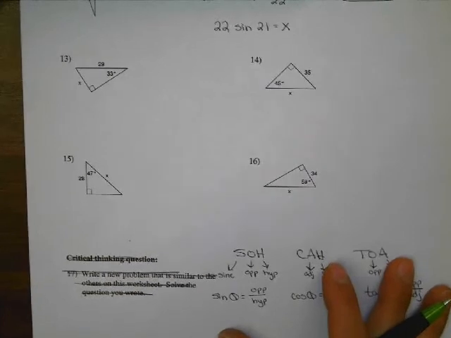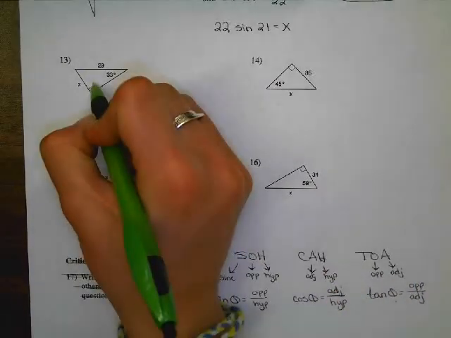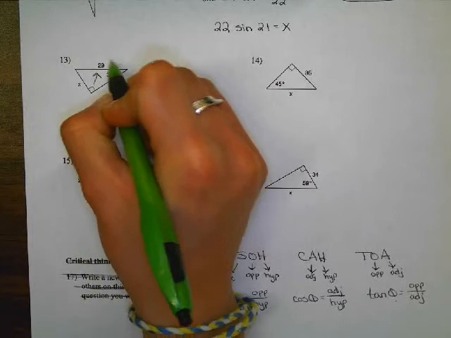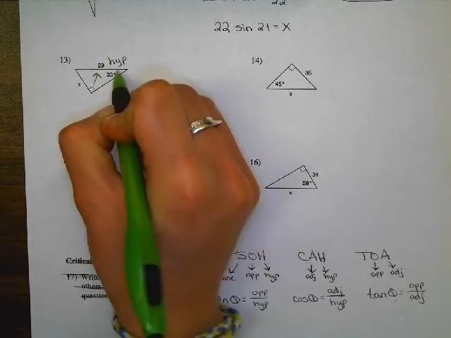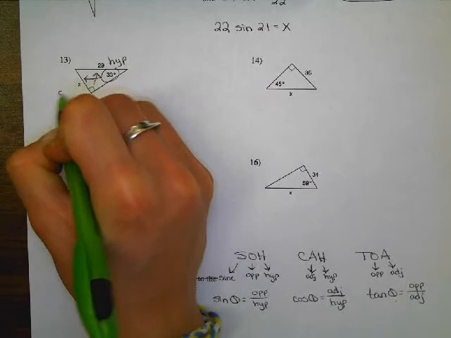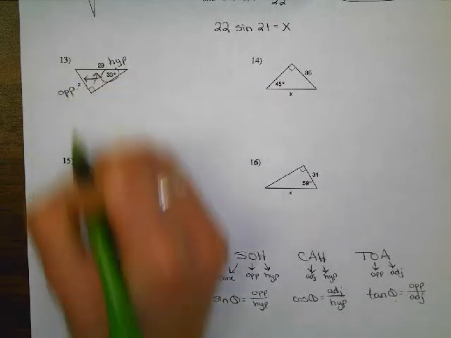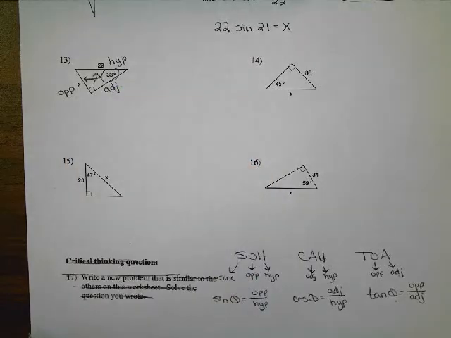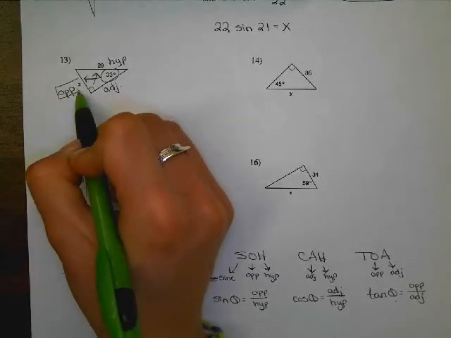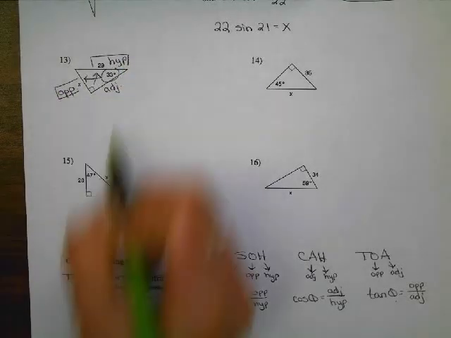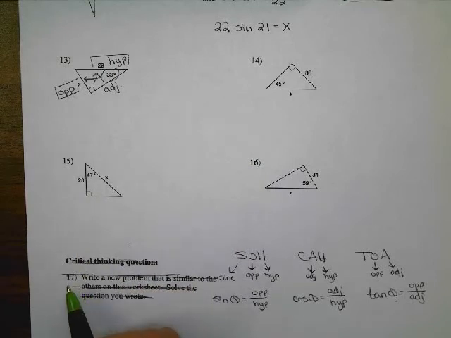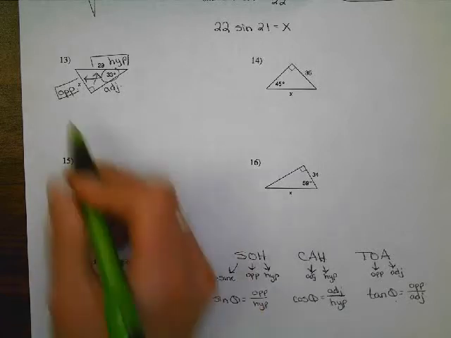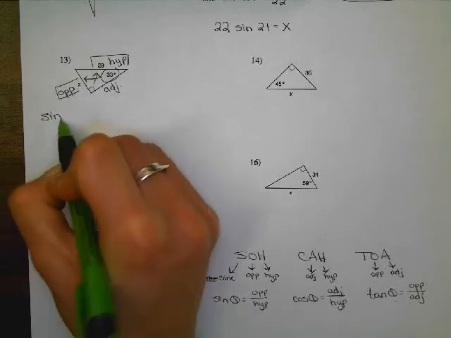Let's look at number 13. Across from our 90-degree angle is always our hypotenuse. My angle is 33, so across from that is the opposite side. And so this means this last side is the adjacent side. Now I have to look at what I have and what I want to know. I want to know this opposite side, and I have the hypotenuse. So again, I ask myself, which ratio am I going to use? Well, opposite and hypotenuse is sine again. So we're going to use sine.